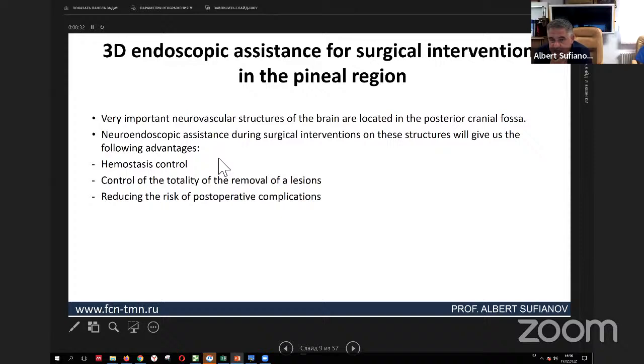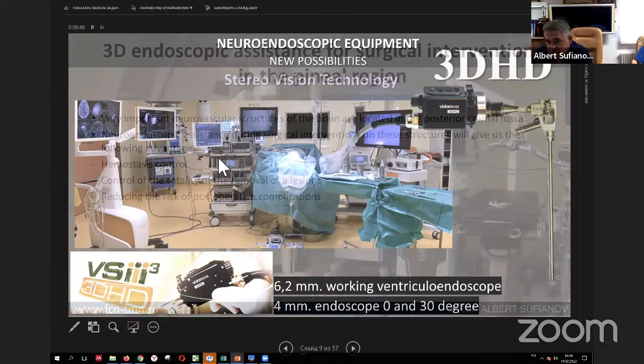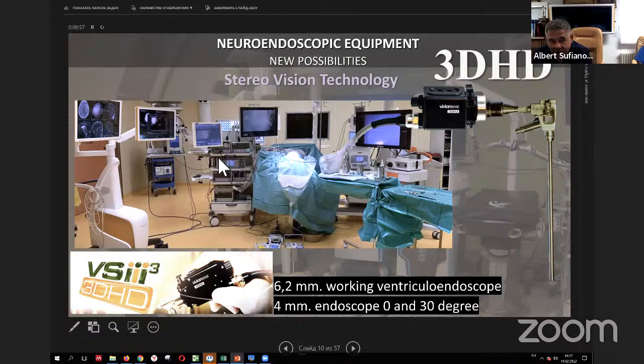So hemostasis control, totality of the removal of the lesions, reducing the risk of postoperative complications, also very useful by the 3D endoscopic assistance, in our opinion. So why the new equipment we need also, not only the 3D exoscope, we have also combined in our surgery, in this pineal lesions surgery, 3D and neuroendoscopy.